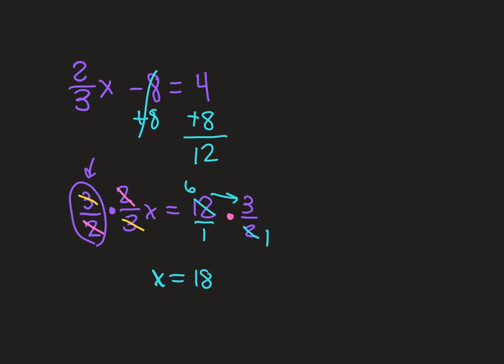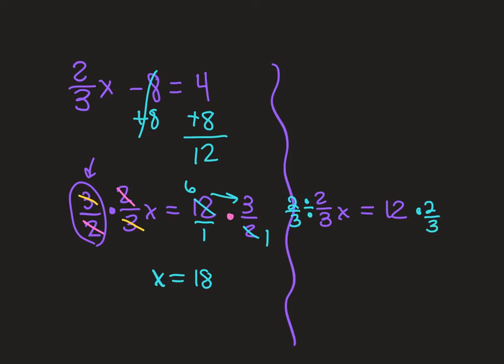I'm going to show you the other way. Here's how some students will think of it. I have 2/3 x equals 12. 2/3 is smushed next to the x. So some students are going to say, okay, Miss Mayer, that's fine. I want to divide by 2/3. Divide by 2/3. Cross out. What's my answer?